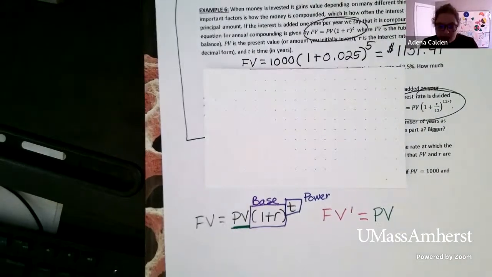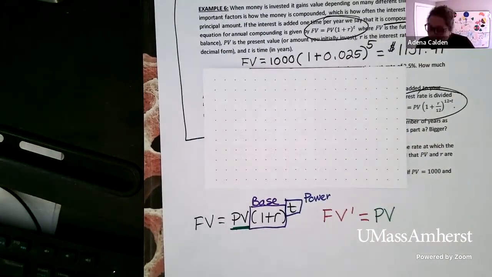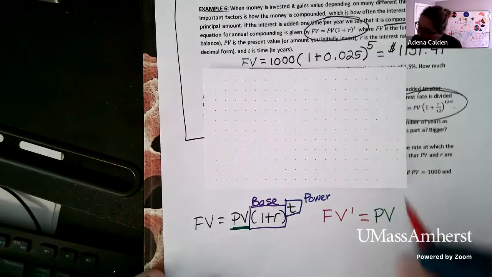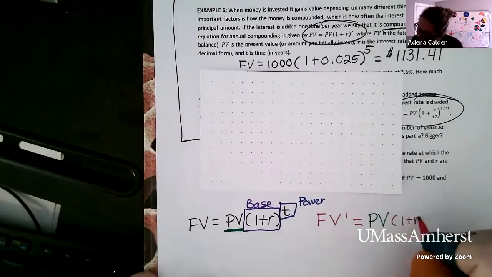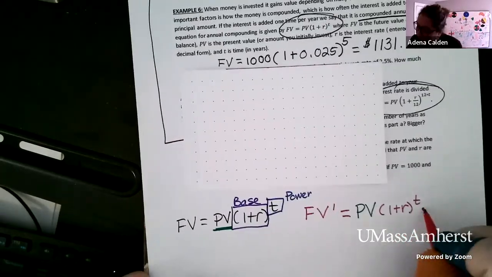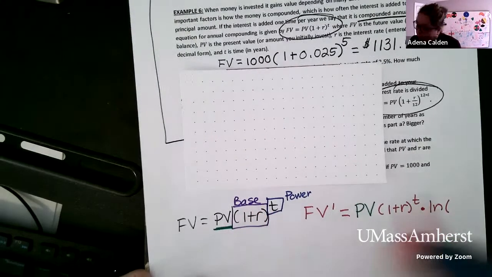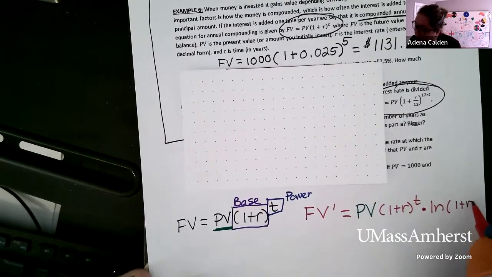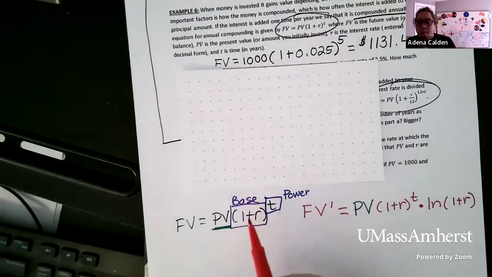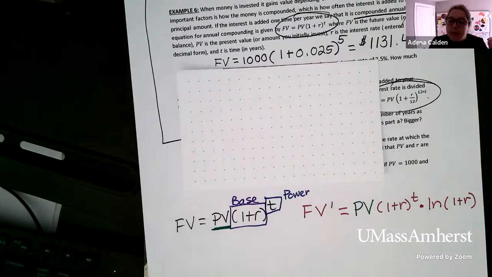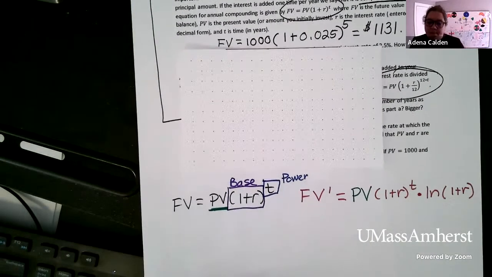So when we take the derivative, we get the same thing back, 1 plus r to the t, times the natural log of the base. Okay, so it should be the natural log of 1 plus r, because 1 plus r is the thing that is raised to the t power.